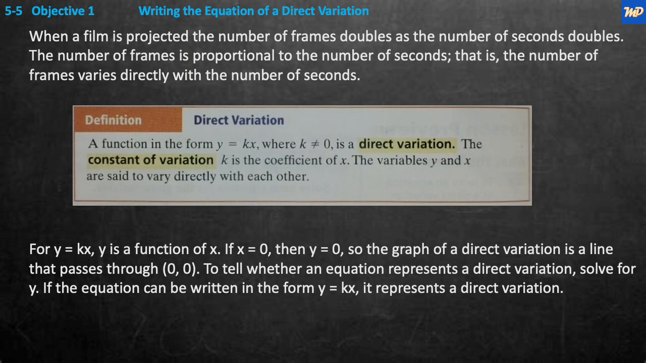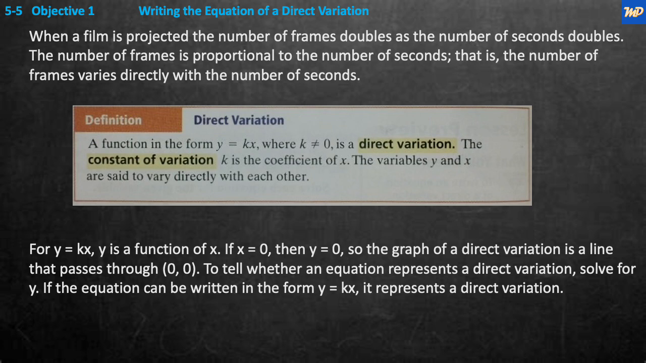Okay, objective 1, writing the equation of a direct variation. When a film is projected, the number of frames doubles as the number of seconds doubles. So the longer you're running a film, these frames keep flying by at so many frames per second, so to speak, right? So if you run for 2 seconds, you're going to have twice as many frames that have gone through the projector as it went through for 1 second. The number of frames is proportional to the number of seconds. That is, the number of frames varies directly with the number of seconds.